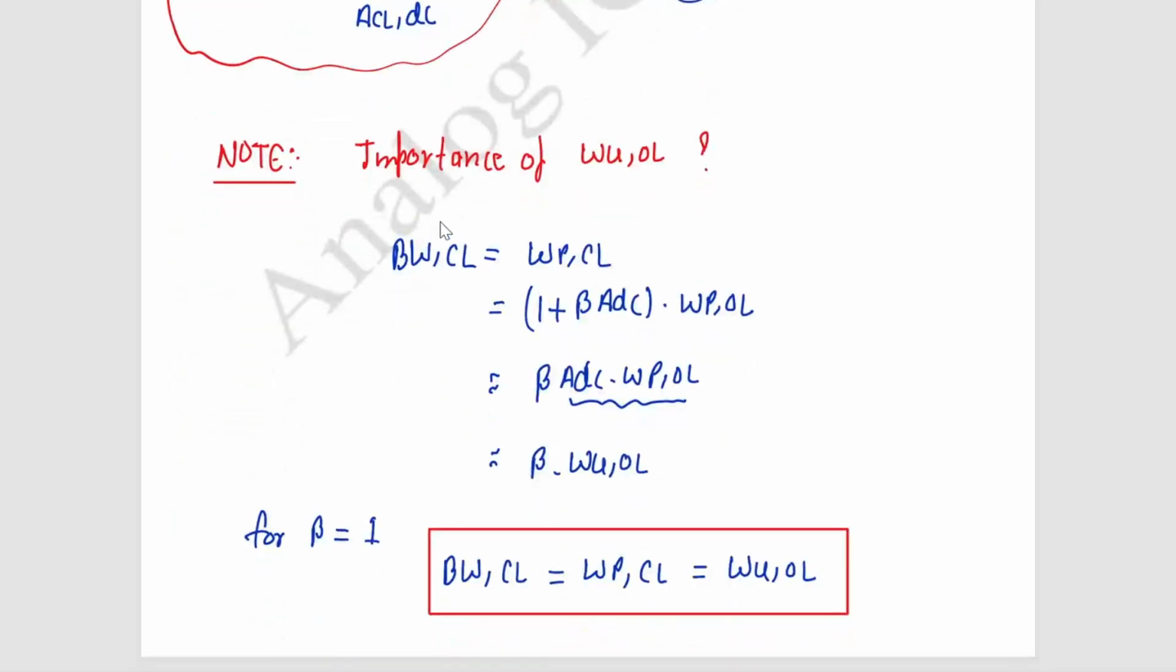Now, importance of unity gain frequency or gain bandwidth product. So here bandwidth of closed loop system is pole location of closed loop system, and it's 1 plus beta times A DC of pole location of open loop system. So approximately it will be beta times A DC times open loop pole location. And this one is gain bandwidth product of open loop system, or unity gain frequency of open loop system. So it's beta times unity gain frequency of open loop system.